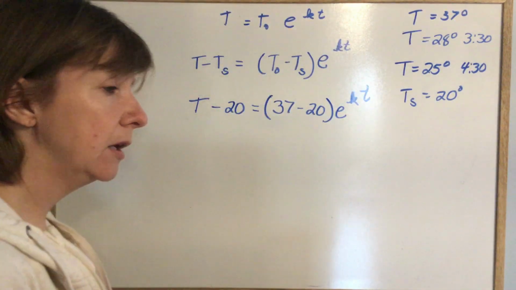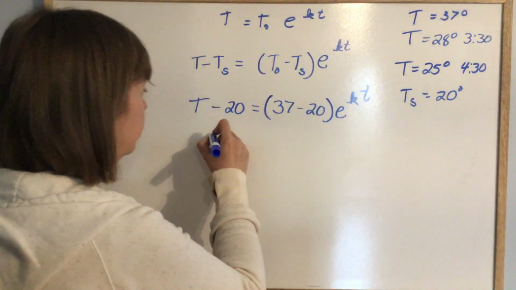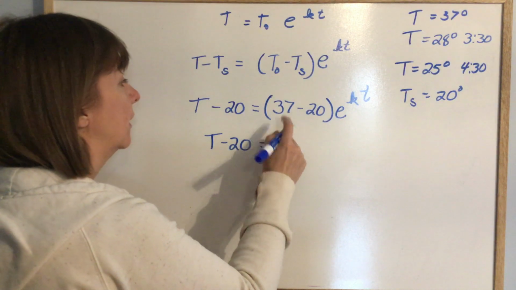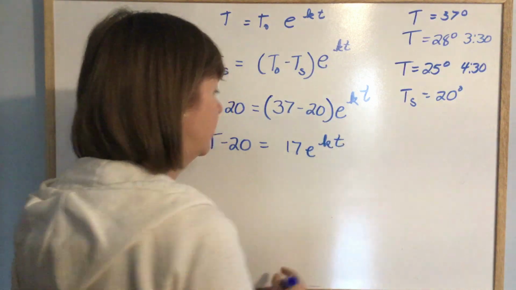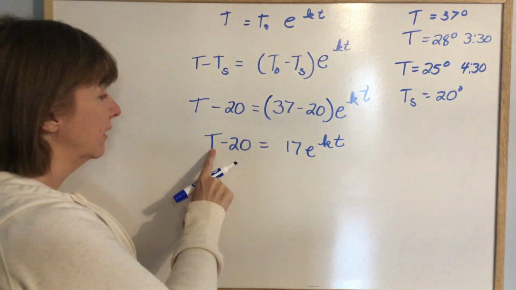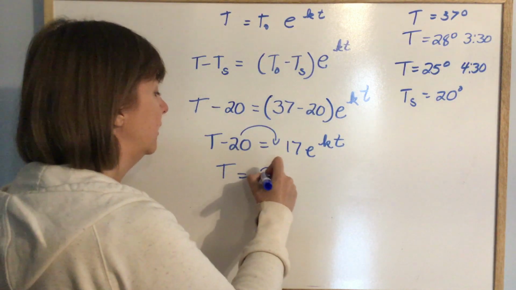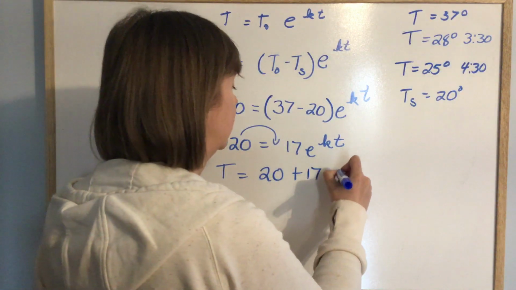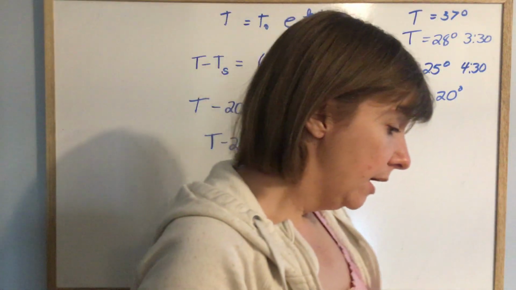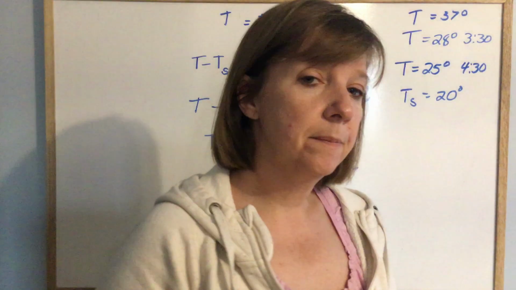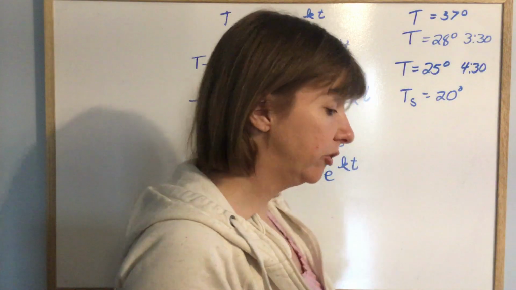So if we just condense that down a little bit, we end up with T minus 20, and 37 minus 20 is 17, e to the k times t. Now what they do is they isolate T for temperature, and they move this 20 over here. So they have T is equal to 20 plus 17 e to the k times t. All right. Now what they do is they set up a system of equations using this information up here.